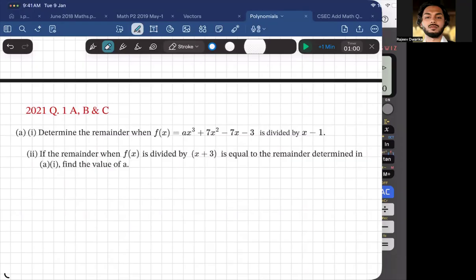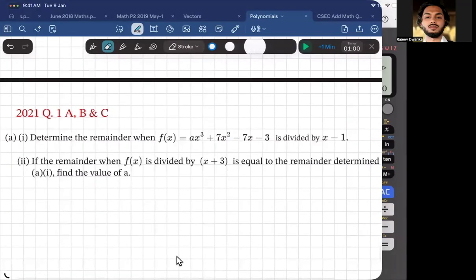You got f of 1 to be equal to a minus 3. Nice. So Serena, let me know if you understand what I'm saying. I think so, but could you explain it again? I think I understand, but could you explain it one more time?